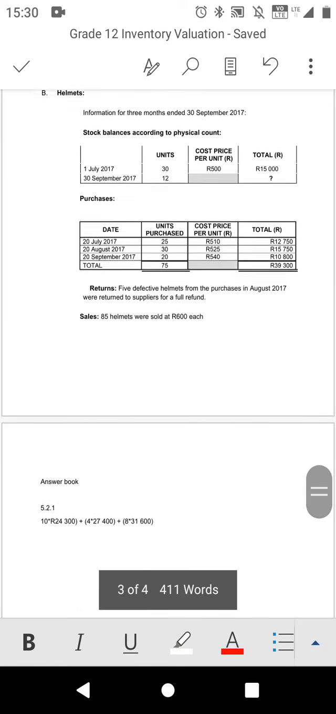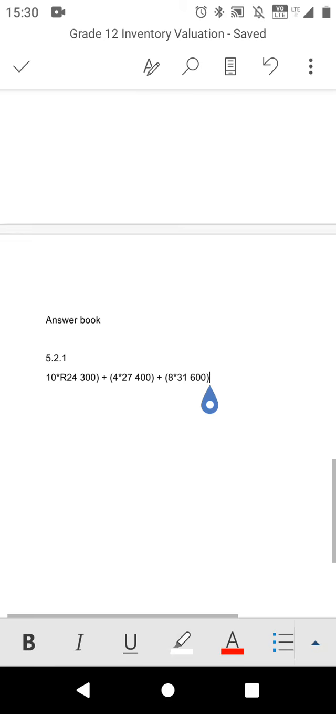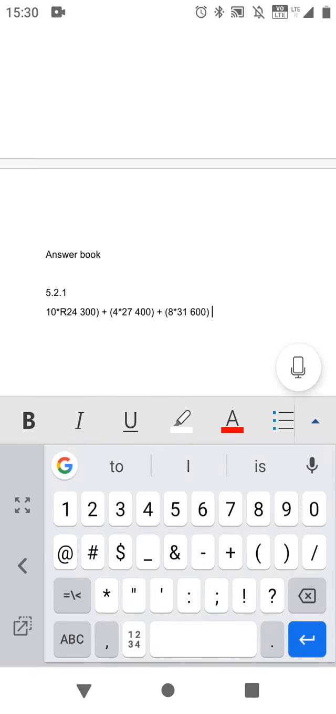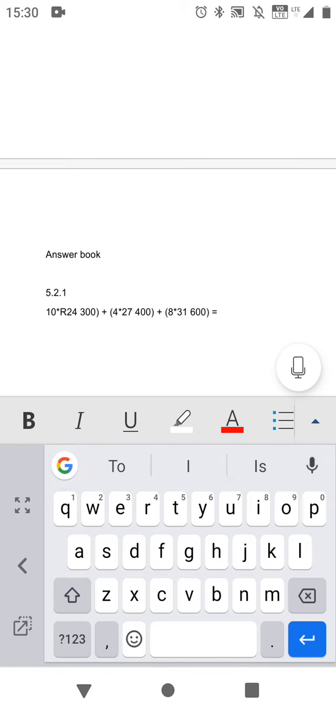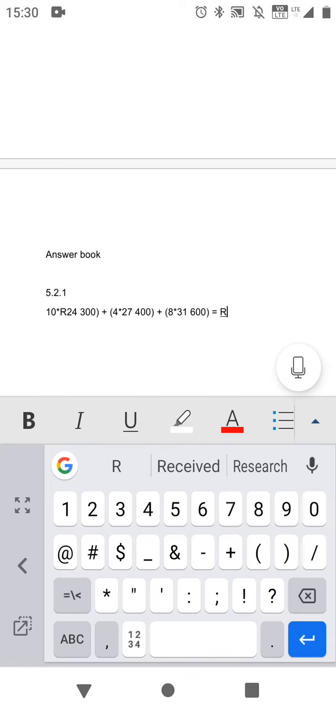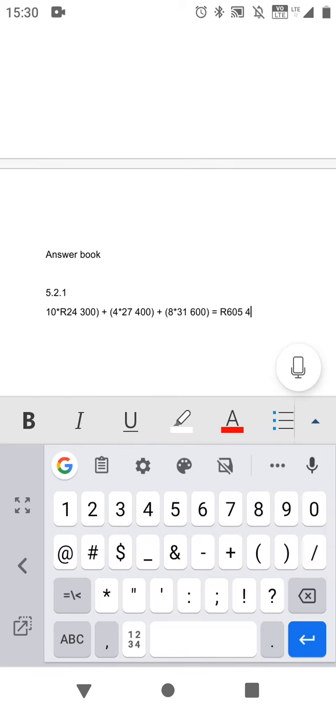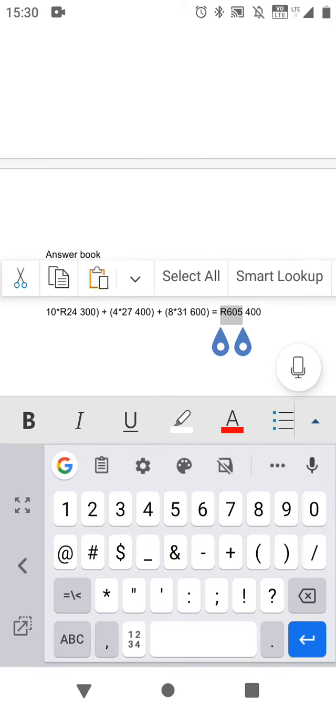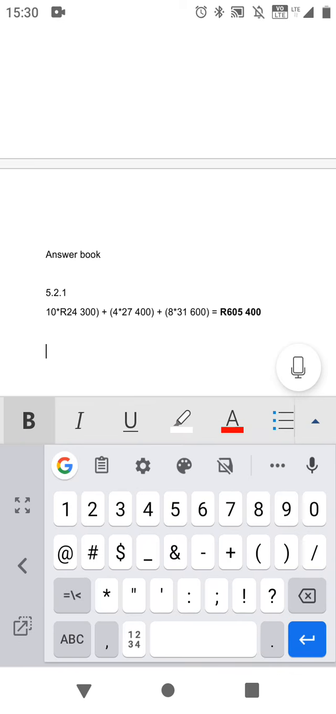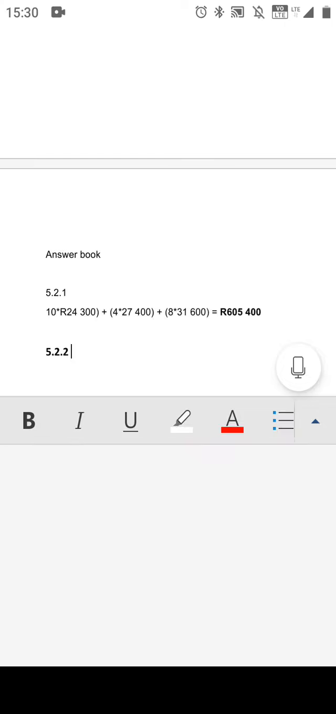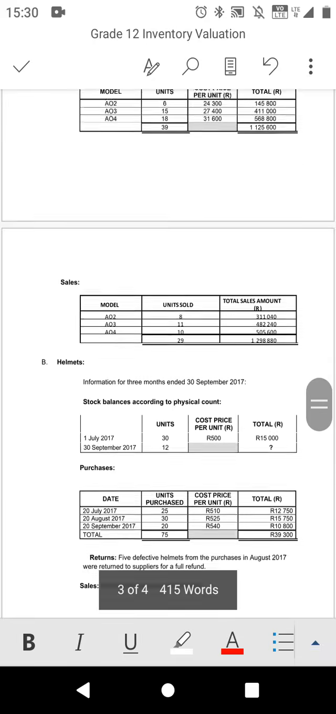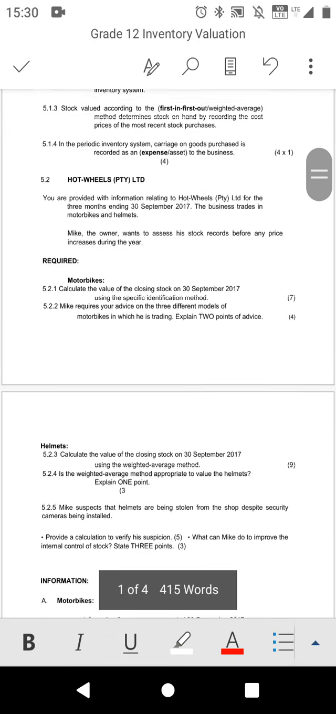Alright, then after that, now we can calculate what? The total. Punch it on your calculator. Then, after you have calculated, it will give you an amount of 605,400. That will be the answer. Alright, then after that we have to go to 5.2.2. Okay, let's go and read 5.2.2.